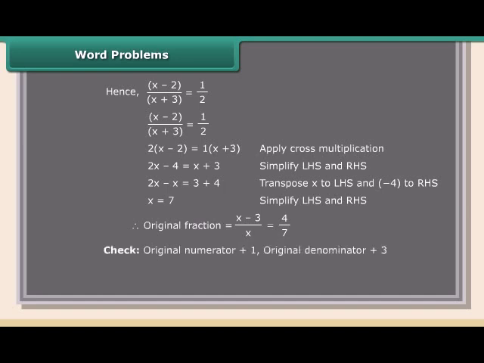Check. Original numerator plus 1, original denominator plus 3, which is equal to 4 plus 1 upon 7 plus 3, which is equal to 5 upon 10, which equals 1 upon 2, which is correct.